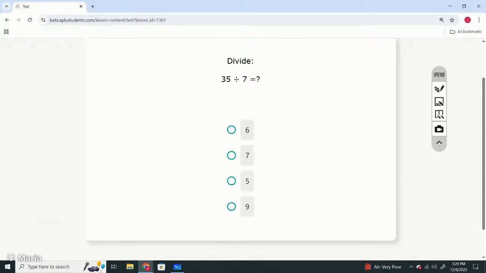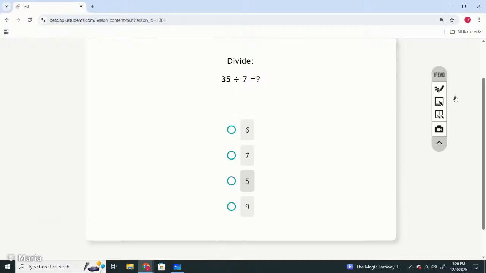35 divided by 7. So which is the correct option? We need to count a table of 7 until 35. So which is the correct option? 35 divided by 7 equals... 7 times what number is 35? 35 divided by 7 is 5 because 7 times 5 is 35.